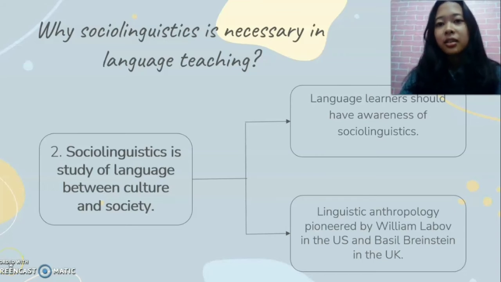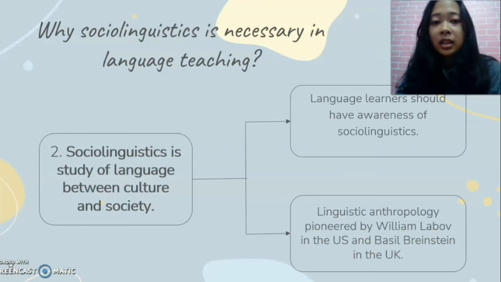And then the second reason why sociolinguistics is necessary in language teaching. Sociolinguistics is the study of language between culture and society. So I think we all know about this, right? As language learners, we should have awareness of sociolinguistics because the very act of using language is in fact social. Language developed out of the need to communicate and interact. Therefore, language is social by nature, and understanding language allows us to use it more effectively.